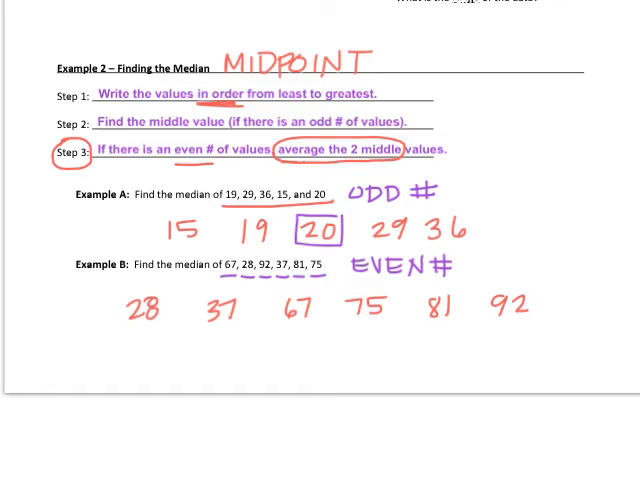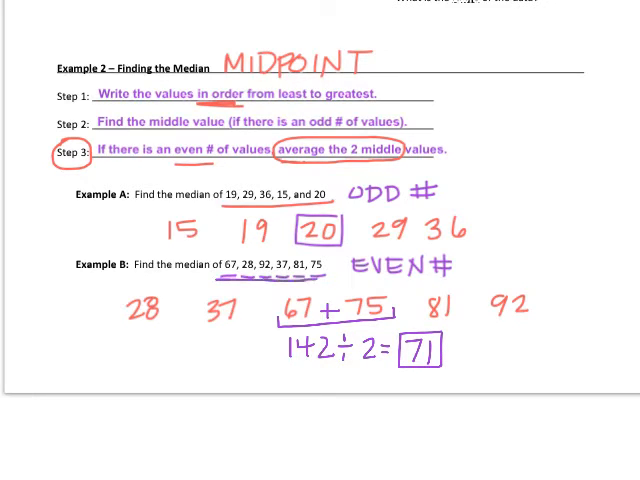Once your numbers are in numeric order from least to greatest, I see here that we have these 2 middle numbers, and we need to take the average or find the mean of 67 and 75. So if I add them together, 67 plus 75 is 142, and there are 2 numbers here, right? So I'm going to divide by 2 to find the average. And the median of this data set actually is 71.